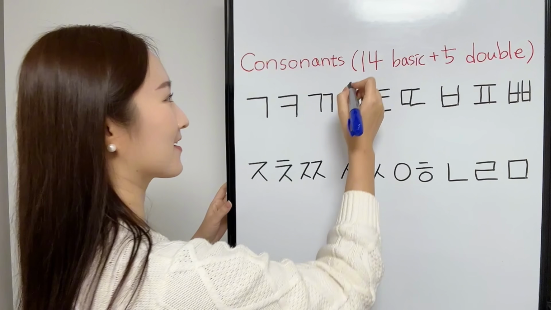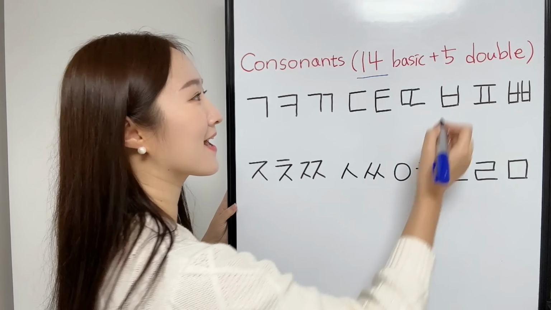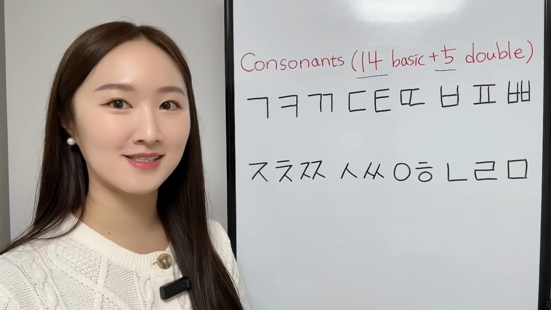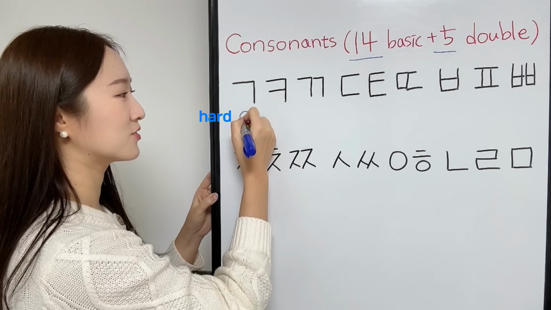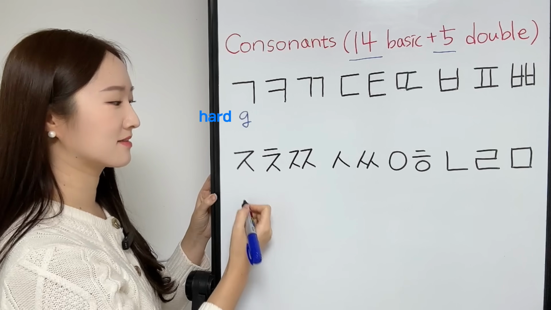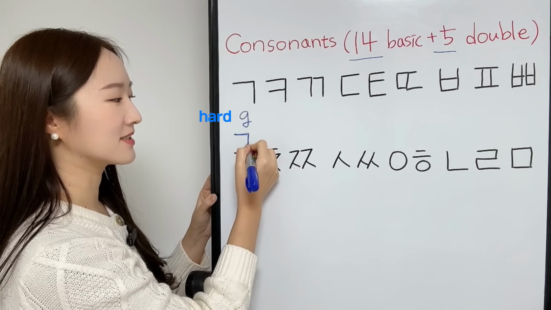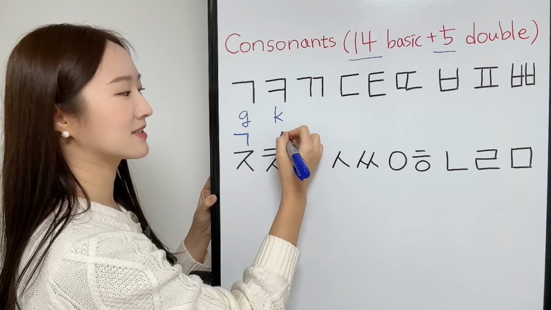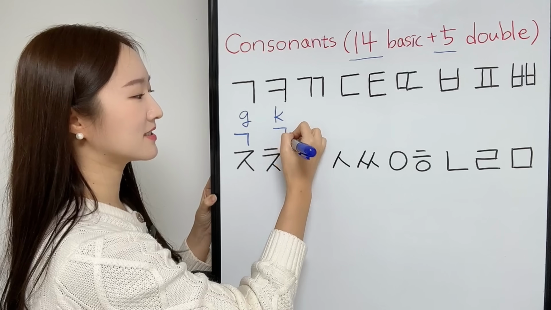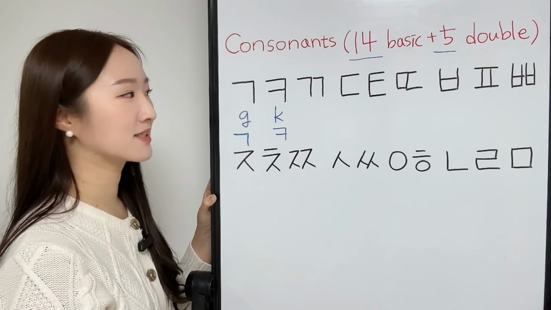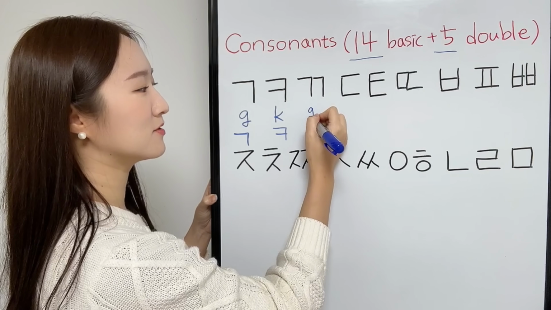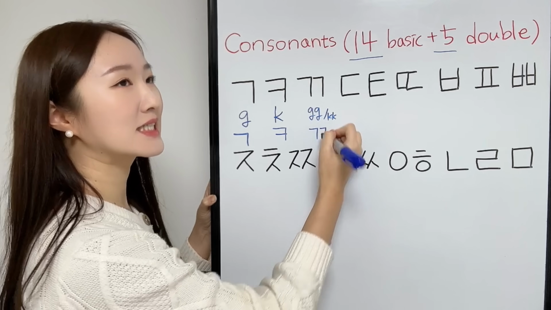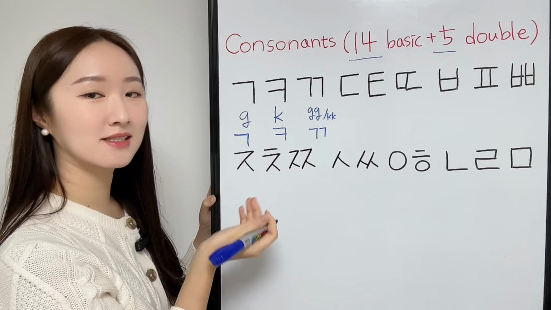In Korean, there are 14 basic consonants and 5 double consonants. So total 19 consonants. First one, this is a hard G sound. Gu. And this is K sound. Ku. And this is double G sound or double K sound. It's good.